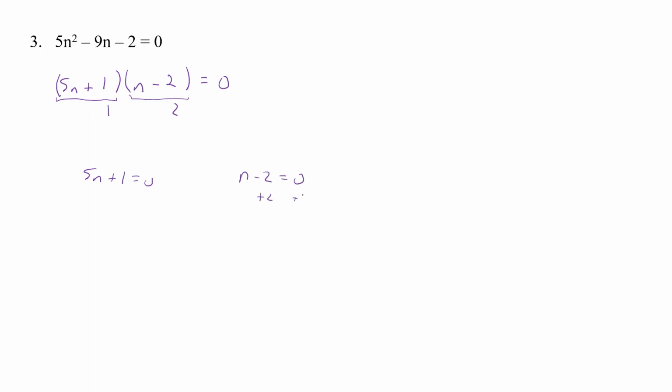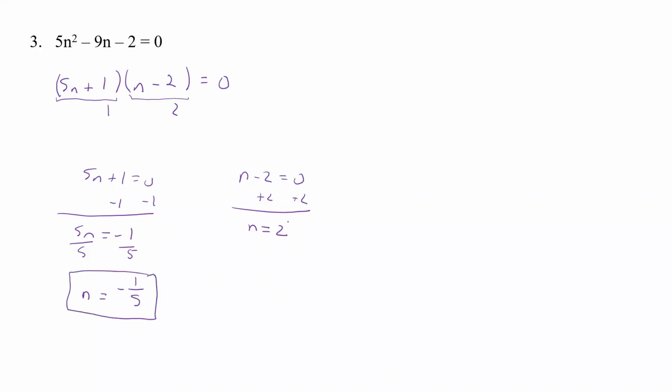Well, the easy one is adding 2 to both sides. We get n equals 2. Now here we have to subtract 1 first. We get 5n equals negative 1. Now we have to divide by 5 because we need to get rid of that 5 in front of n. So then we get n equals negative 1 over 5. So again, we're going to get two solutions. Both solutions are going to work in this original equation, and it doesn't matter. We're not doing distance, length, or anything else. And so there's no restrictions, so we can use both of those for our answer.